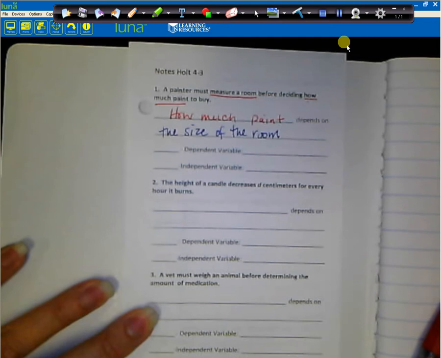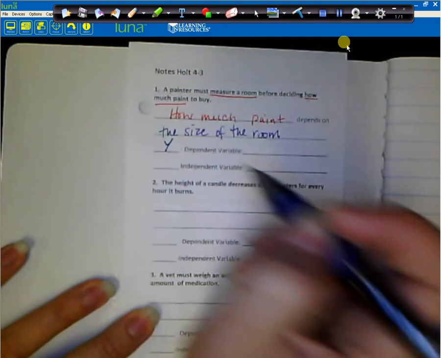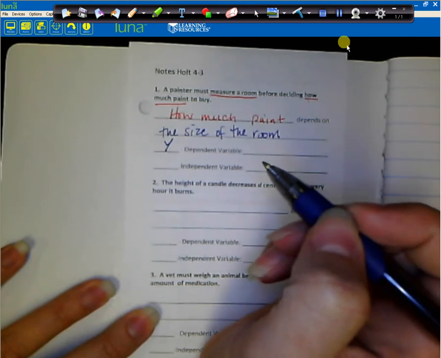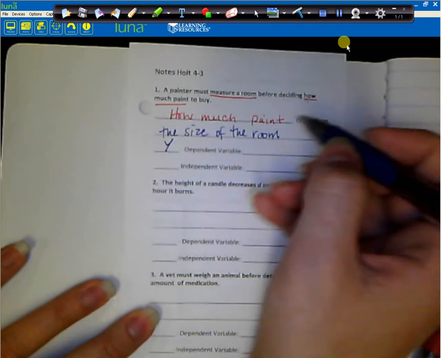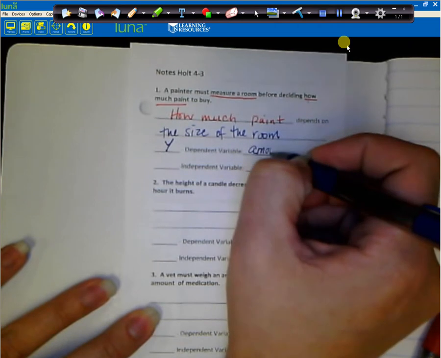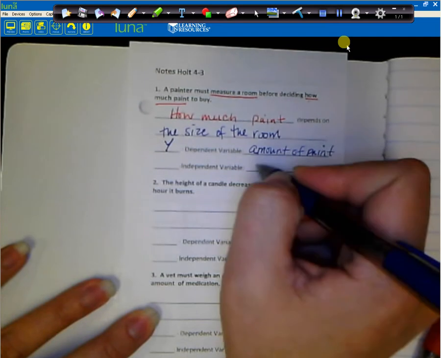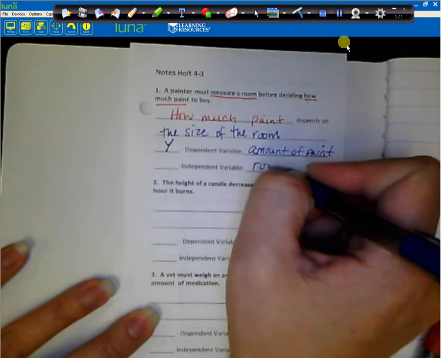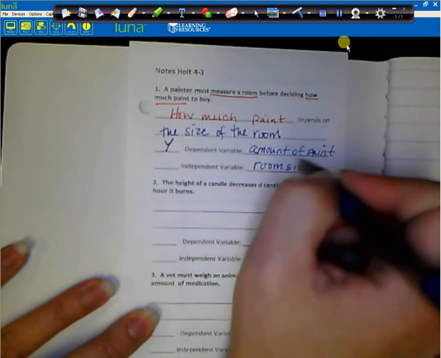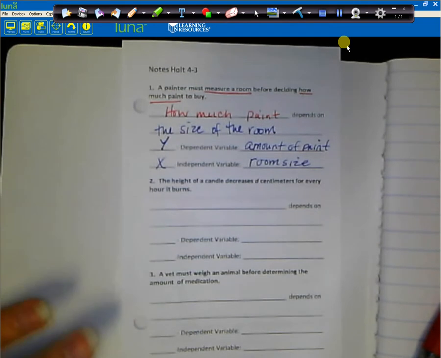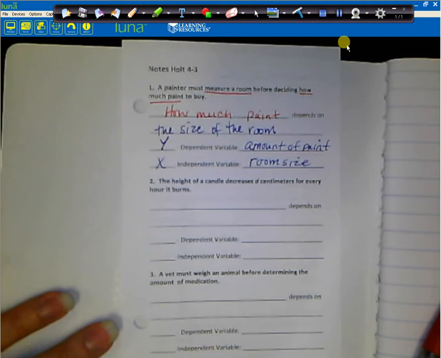So my Y is my dependent variable, and the dependent variable here is the amount of paint, because it depends on the room size. The X is the independent variable. So my Y is the amount of paint, because the amount of paint depends upon the size of the room, or the room size. Make sure you have all that down.